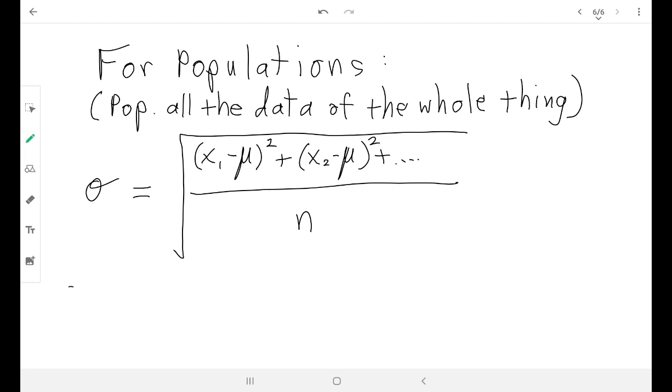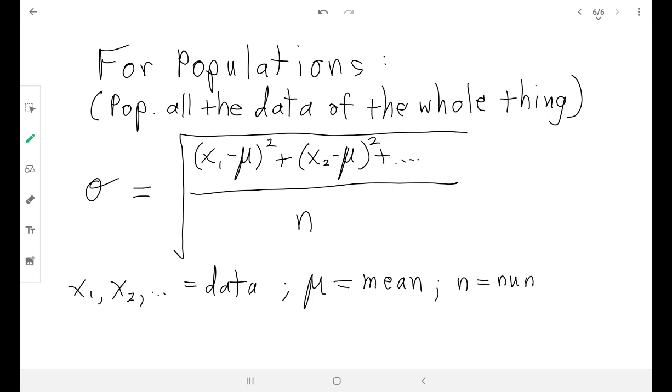The x1, x2, x3, and so on are the data, again. Mu, the Greek letter mu, by the way, is the mean of the data, and we change it up just because we're talking about population here. N is the number of pieces of data.